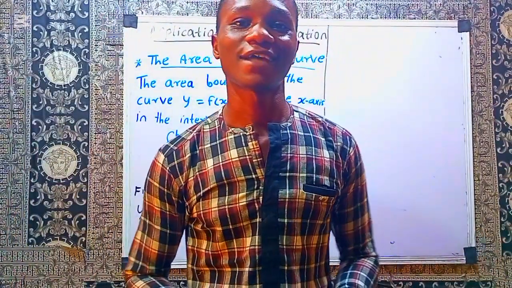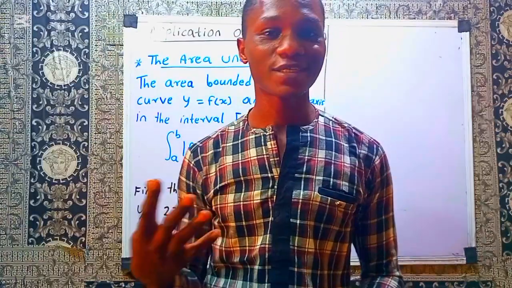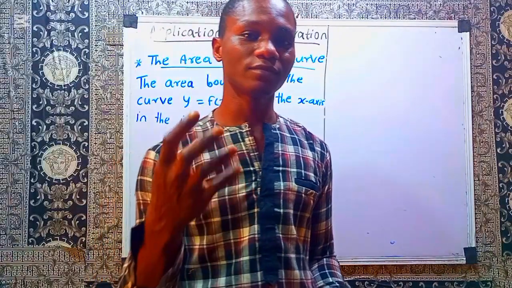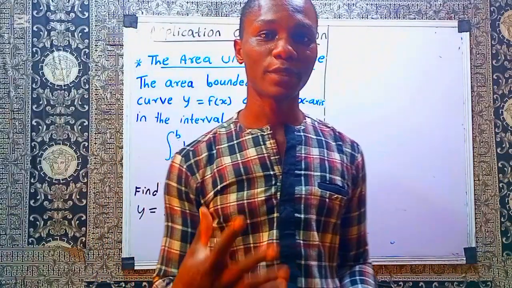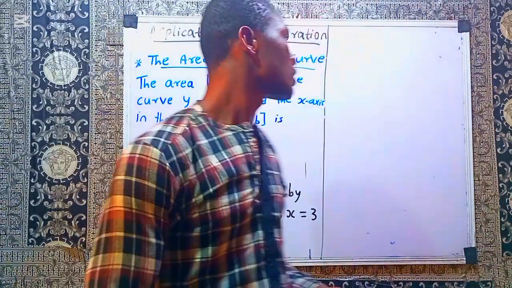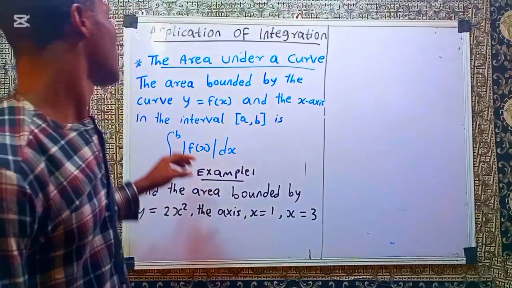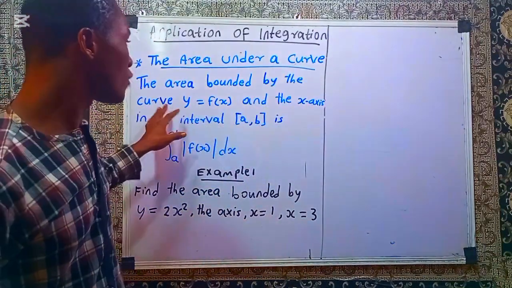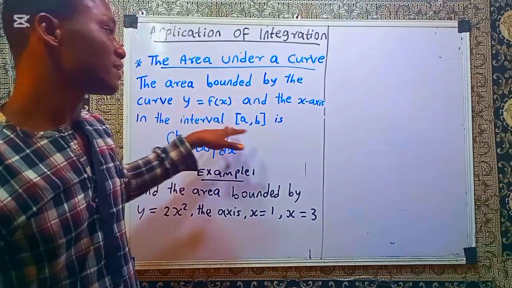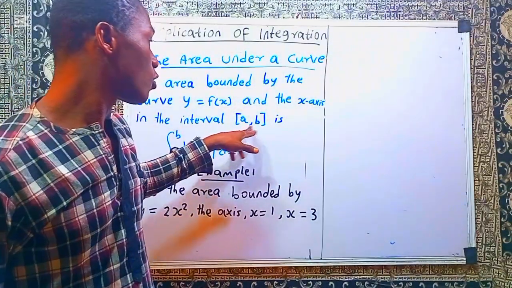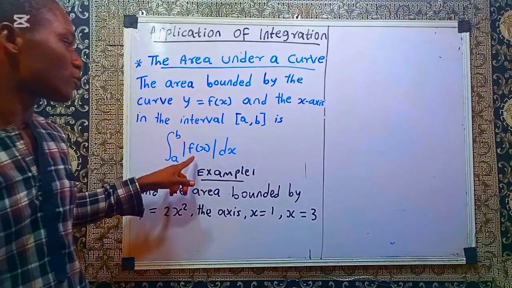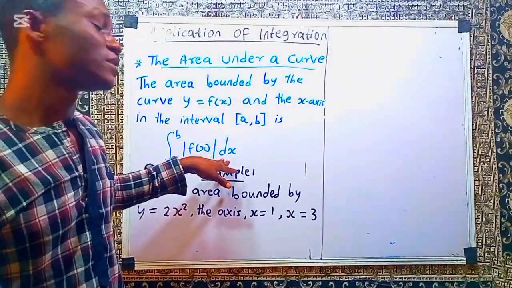This is mathematics class, and in our previous classes we have studied this topic, integration. Today we'll be looking at the application of integration. Basically we'll be considering the first part of application of integration, which is finding the area under a given curve. From what I've written down on the board, the area bounded by the curve y equals f of x, and the x-axis in the closed interval a comma b, is given by this formula: the integral from a to b of the absolute value of f of x with respect to x.